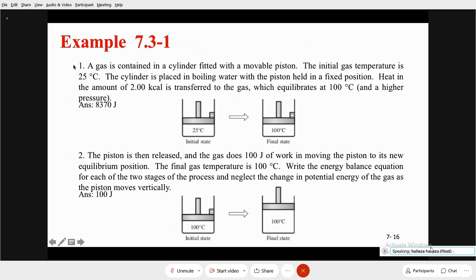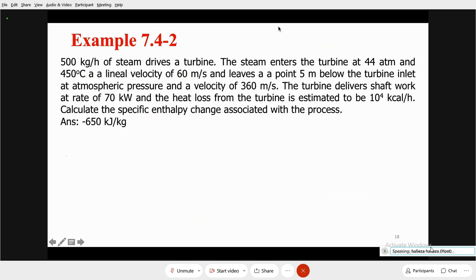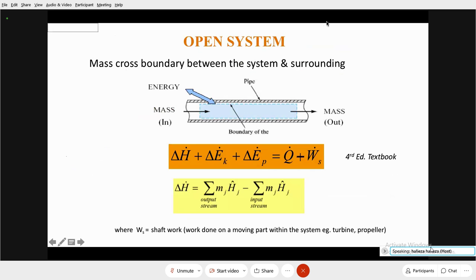We did this, example 7331. Now, an open system. The difference between the previous equation and this equation is the delta H. The previous equation was for a closed system, where you have delta U or internal energy. The dot signifies that it is per unit time. If there's a cap, it is per unit mass or per unit mole. That's why you multiply it with mass so that you get per unit time.